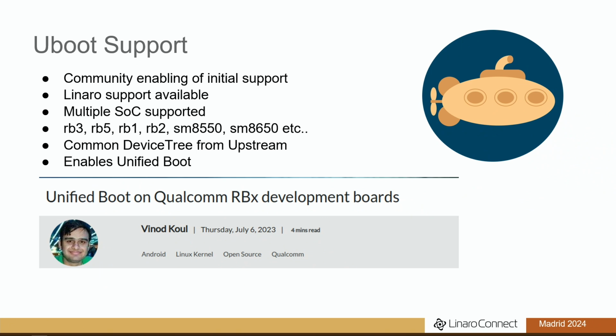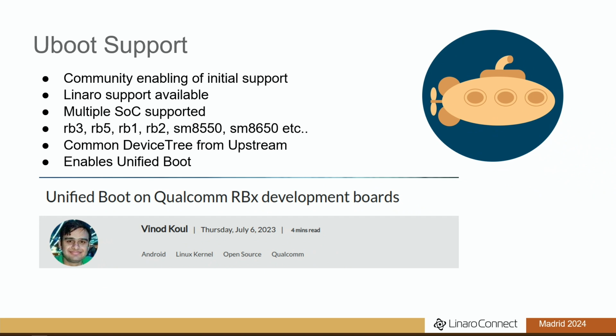Caleb is the Qualcomm maintainer for U-Boot, and they are trying to upstream support for multiple Qualcomm SoCs. RB3, RB5, RB1, RB2, SM8550, 8650, the exhaustive list was actually in Caleb's presentation. So this is quite interesting because firmware is typically closed, and this allows people to play around with the firmware space on these Qualcomm boards.